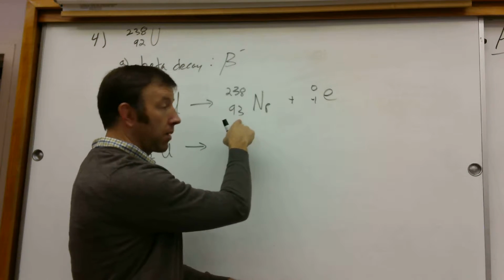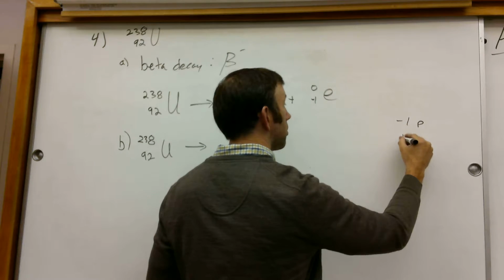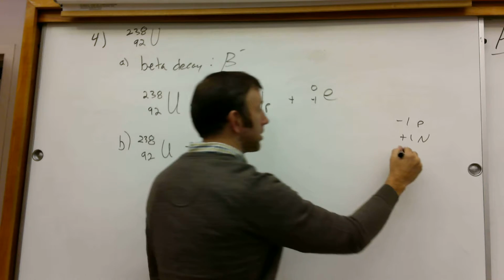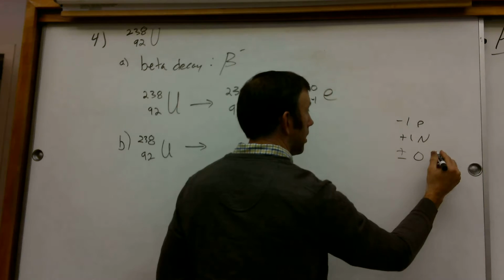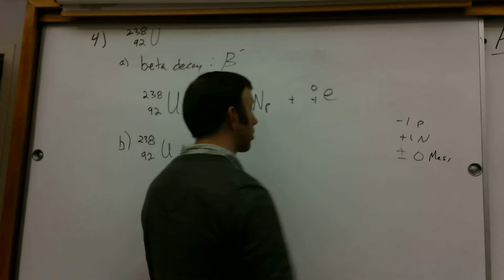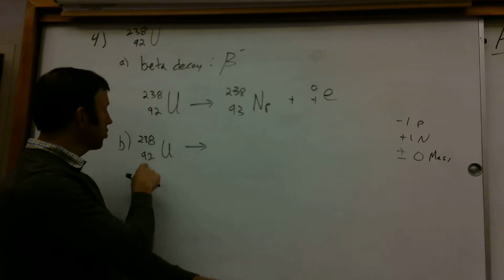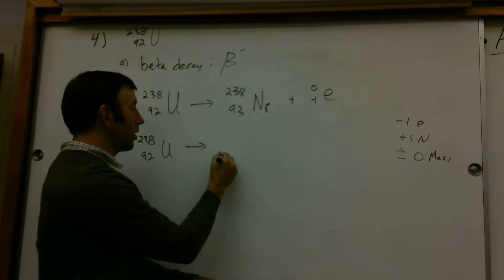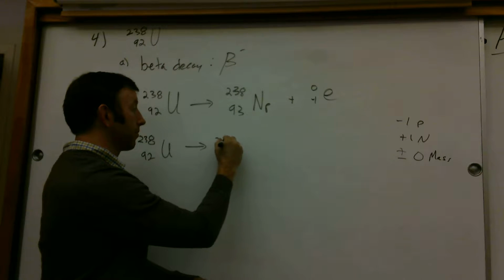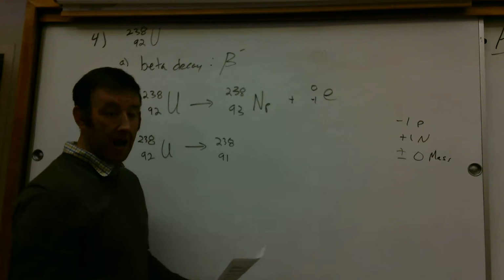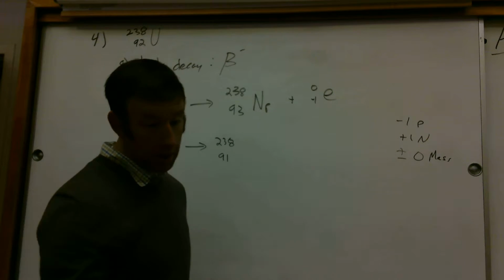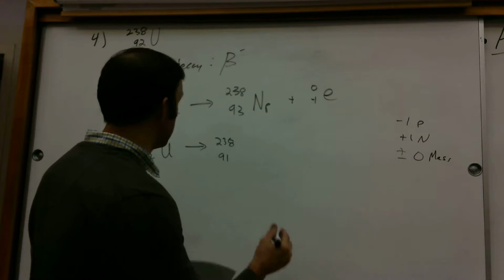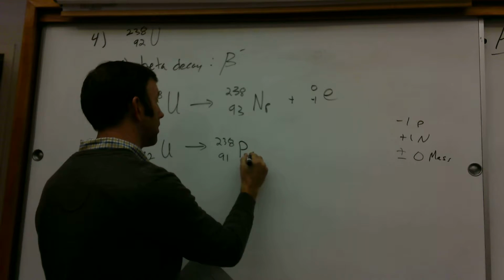Instead of going up by one atomic number, I'm going to go -1 proton, +1 neutron, which means our mass is going to stay the same, so plus or minus 0 in mass. So for uranium-238, I'm going to subtract a proton. This is going to become 91. Mass is going to stay the same. And the element is protactinium, not palladium, so that's Pa.